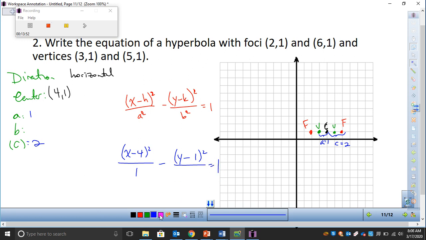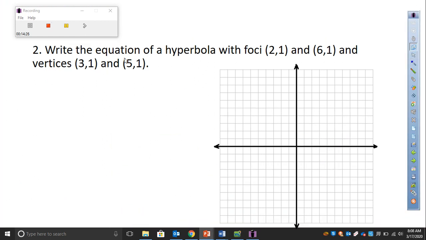So just as we've done before, we have a, we have c, we can find out what b is. In this case, it's going to be c squared equals a squared plus b squared, or 4 equals 1 plus b squared, so b squared equals 3. Just as before, we don't need b necessarily if we have b squared. And there is our equation.